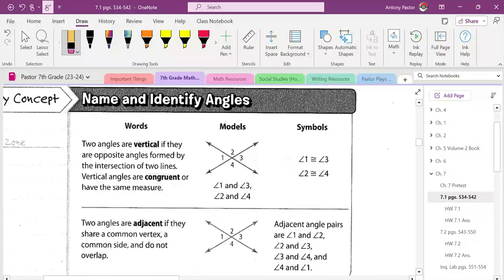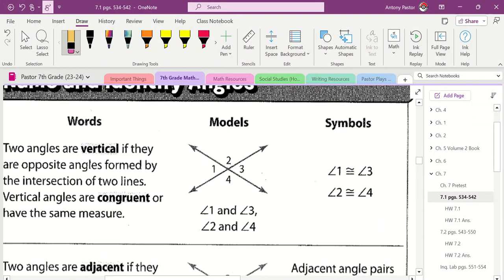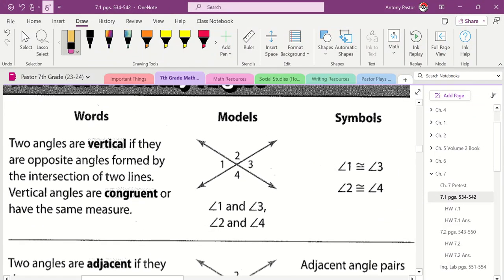All right, now we're going to be dealing with intersections. Because like I said earlier, when two lines intersect, that makes how many angles? We have 4 different angles. So this is very important. You guys pay close attention.